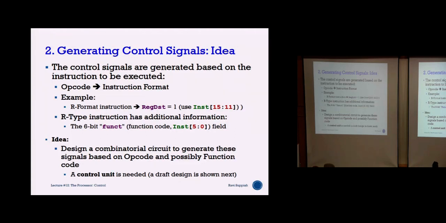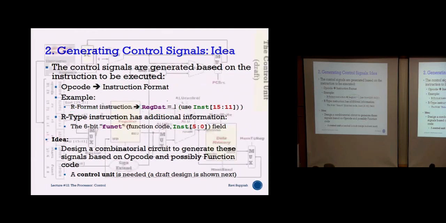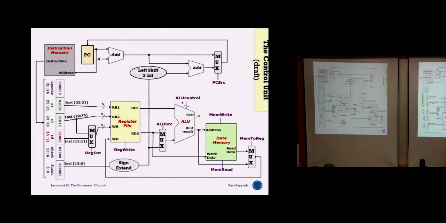For example, if I say I have an R-type instruction, what does that mean? My register destination should be 1. Why should it be 1? We will look at that in a while. So let's look at the control unit and see how we can design it.